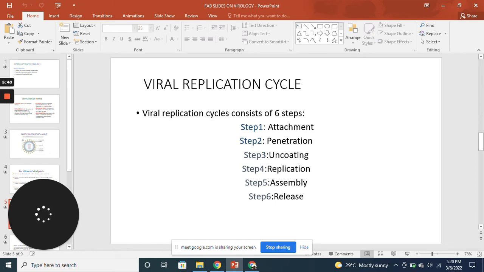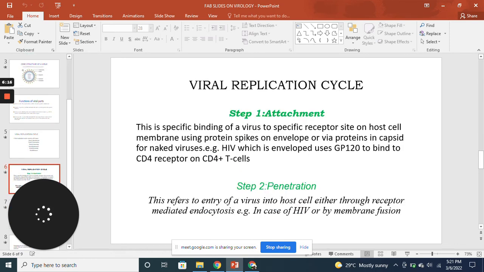Sabina, what is the next step after attachment? Good. The second step is penetration, which we also call the entry of the virus into the host cell. Then, Agnes, I want you to tell us the third step in the viral replication cycle. Good, uncoating. So the fourth step is replication. The fifth step is assembly, and the last step is release. So I want us to look at each of the steps.